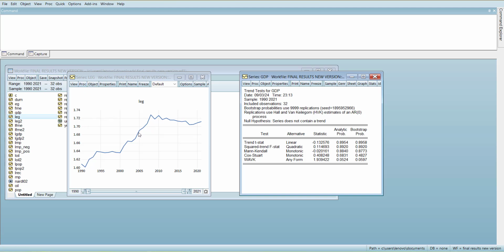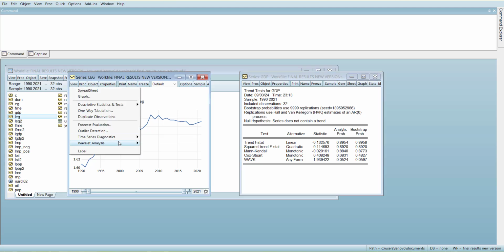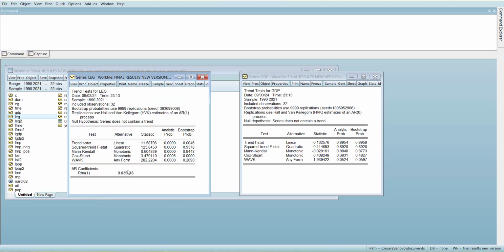But if you look at the EG data, and if you go in and do the trend test, you see here that all of the tests are significant, showing that there is a trend. So here you can see the coefficient, which has a high value, but in the other case it was very small because there was no trend.